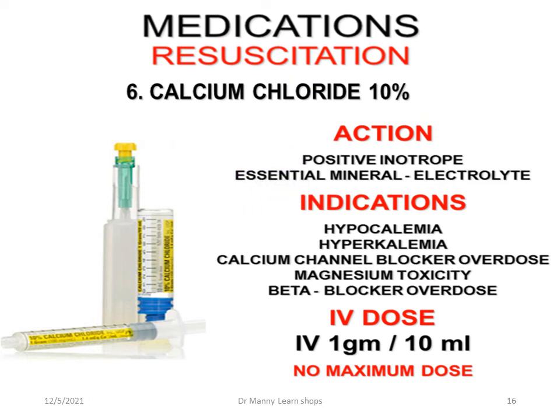Calcium chloride. This is a positive inotrope. It increases contractility of the myocardium, and it's an essential mineral and electrolyte. And this is indicated for hypocalcemia, hyperkalemia, calcium channel blocker overdose, magnesium toxicity, beta blocker overdose. The dose in an adult is recommended at 1 gram, and there is no maximum dose. It can be repeated as required.